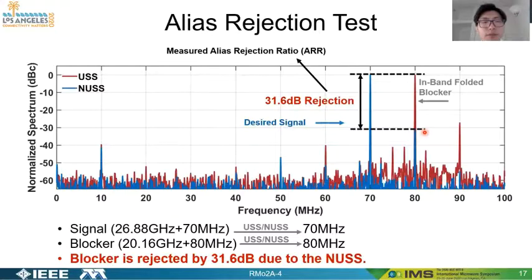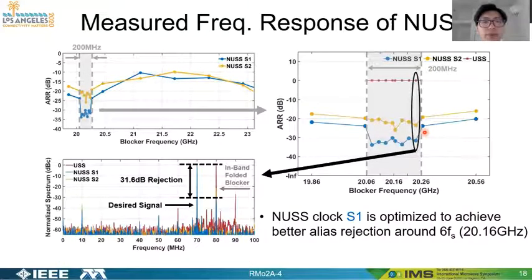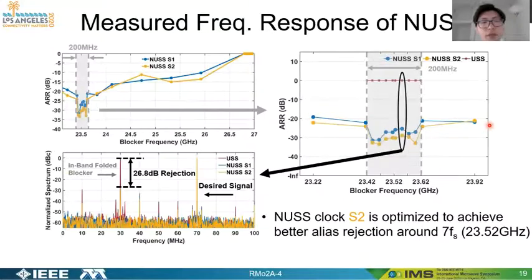Later, we fix the signal frequency and sweep the blocker location in different regions around the carrier frequency. In this way, we get the measured frequency response of different non-uniform clocks. The non-uniform clock S1 is optimized for the region around 6 fs, and in this region, the blue curve shows a deeper notch. Similarly, the non-uniform clock S2 is optimized for the region around 7 fs, and in that region, the yellow curve shows a deeper notch.